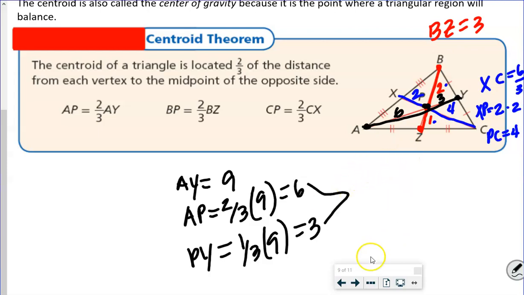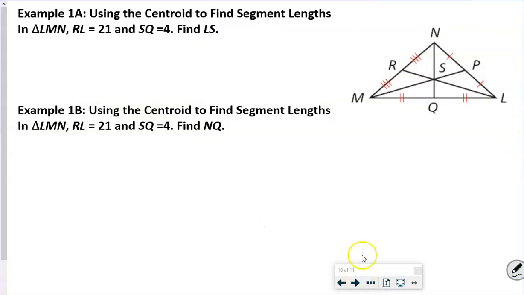Okay, so some of this you're just going to have to memorize, okay? But there's a lot of different ways to approach this. So let's just talk through this first example. It says using the centroid to find the segment length. So it says in triangle LMN, RL is 21.